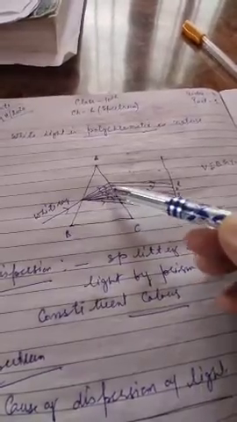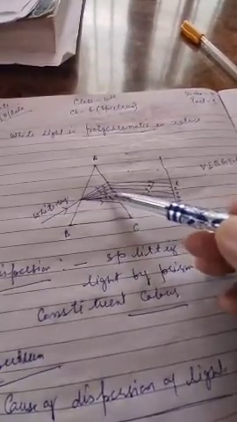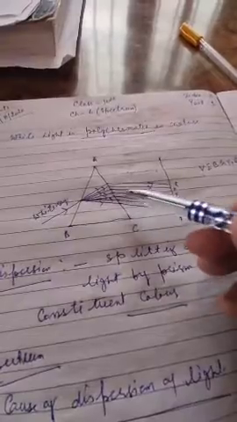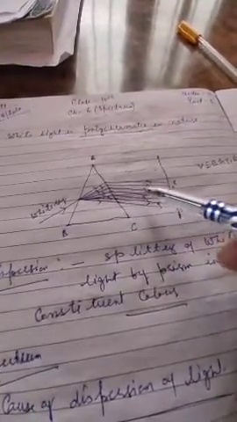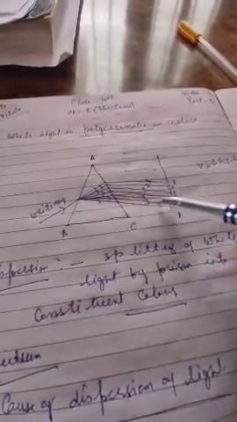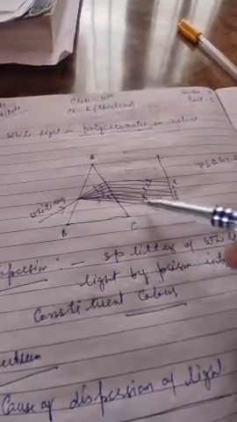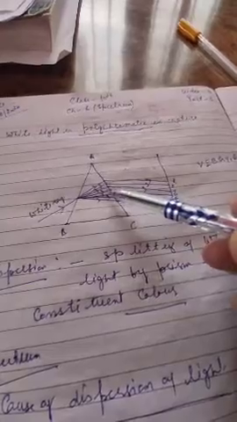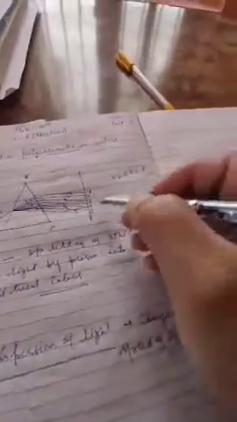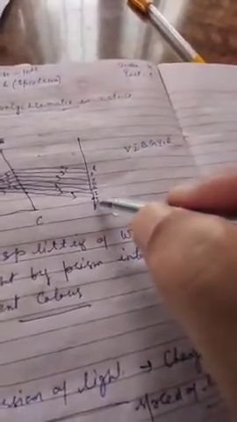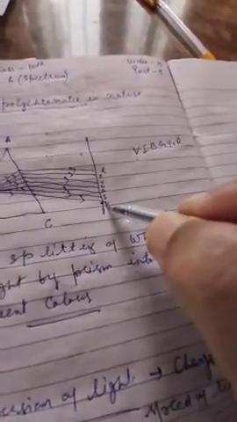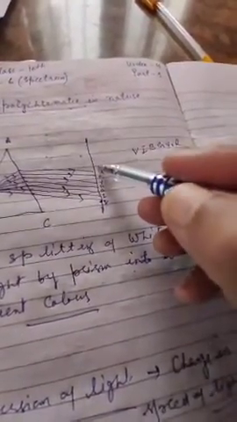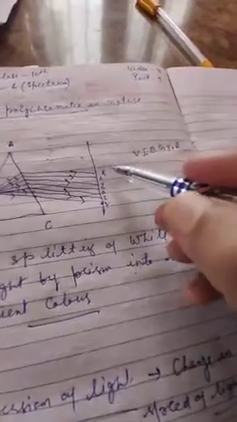in glass, deviate through different angles towards the base of the prism. You can say the splitting of white light into constituent colors takes place at the first surface of the prism. Now which color deviates the most? Violet color deviates the most and red color deviates the least.